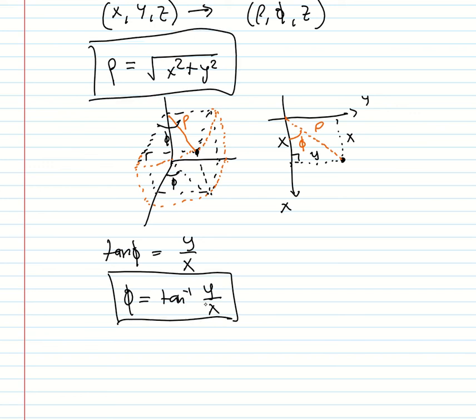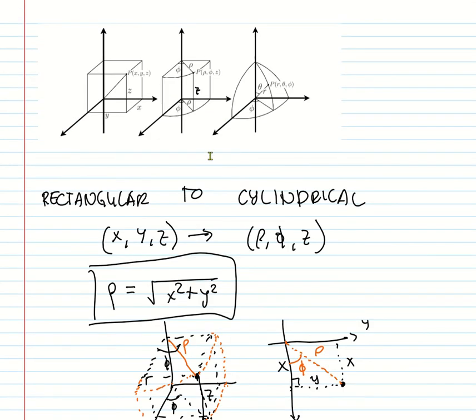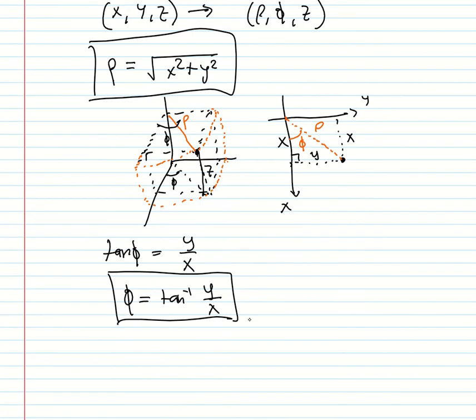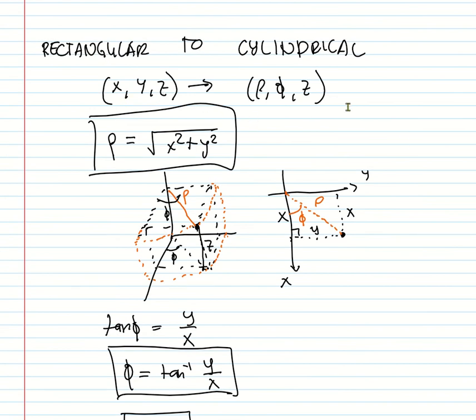Then lastly, for z, the z is the same because z is a distance from the xy plane. In cylindrical and in rectangular it is still z. So z is just equal to z. It's the same thing, so we don't need to convert that. So this is from rectangular: we're given x, y, z, and we solve for rho, phi, and z. From rectangular to cylindrical.